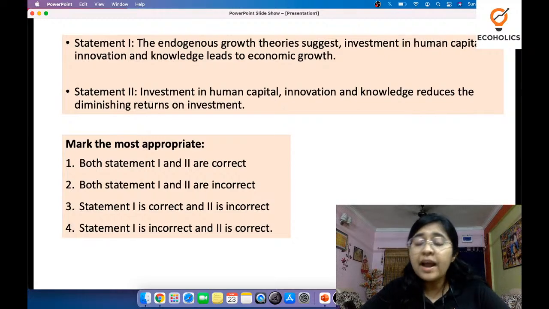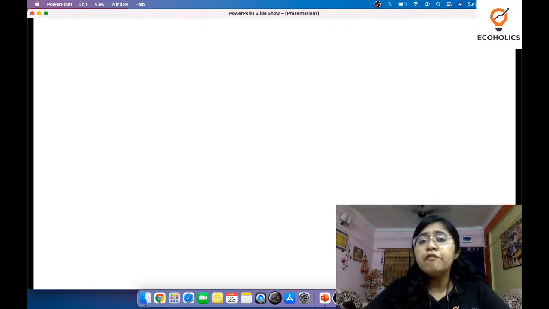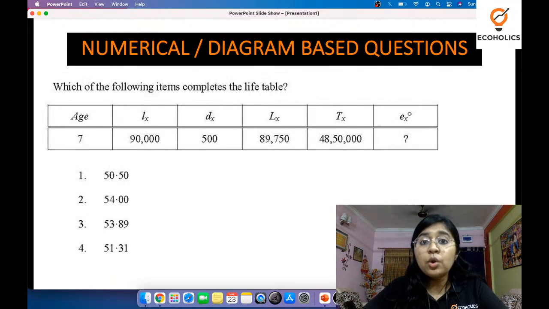So I hope that you have got an idea of various types of questions that appear in terms of MCQs in the UGC NET examination. I hope that you are well prepared, but for your practice, we also have a very, very interesting way of practicing, which is the test series.